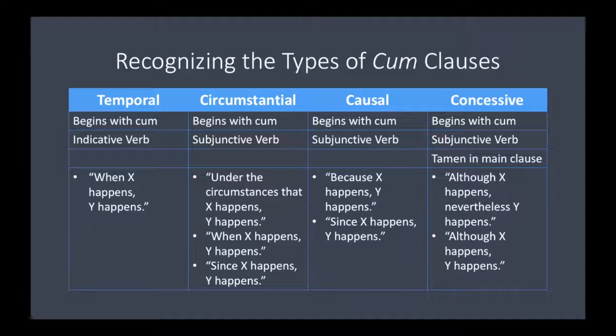This leaves the causal and circumstantial clauses. When you determine that the sentence does not contain a temporal clause or a concessive clause, you're reading a causal or circumstantial clause. In order to determine which of the two you are reading, you must see which makes more sense. There is no one clear clue to differentiate the two. Does it make sense to follow the circumstantial pattern: under the circumstances that X happens, Y happens, or the causal pattern: because X happens, Y happens?